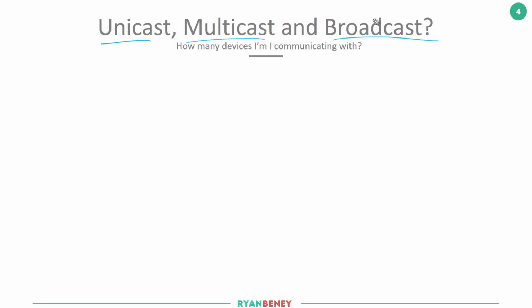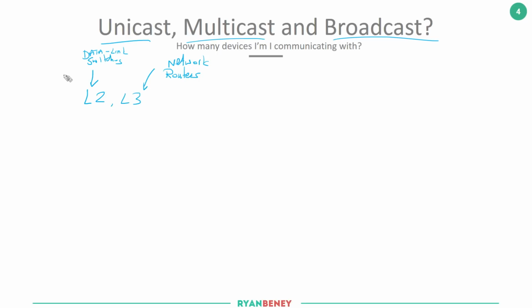Now unicast, multicast and broadcast happens at both layer 2 and at layer 3. Remember, layer 2 is the data link layer, and this is where devices like switches live, and layer 3 is the network layer, and this is where devices like routers live.